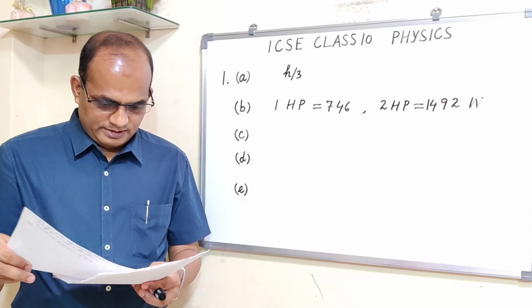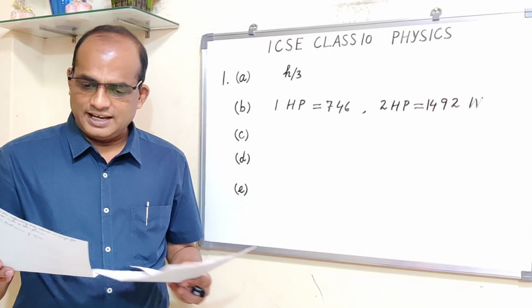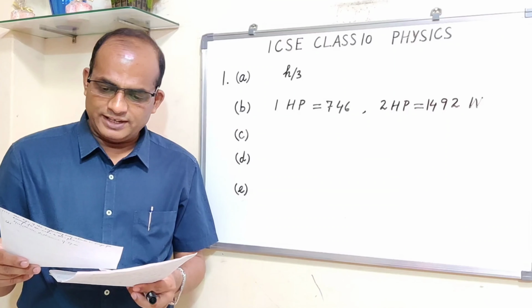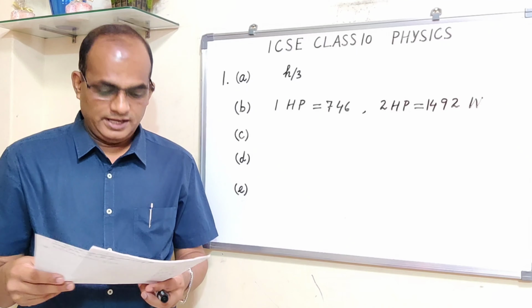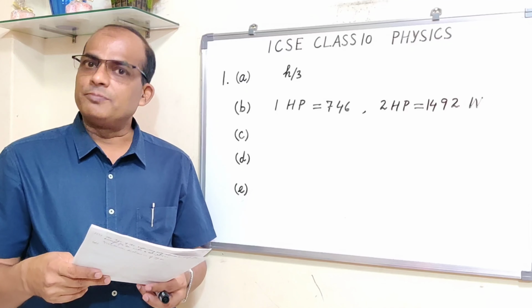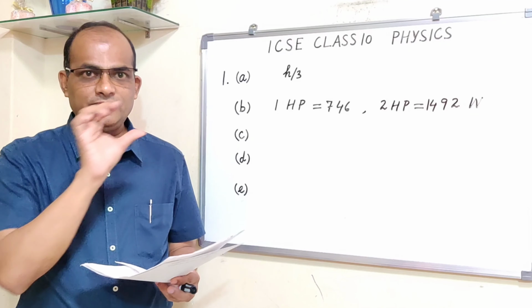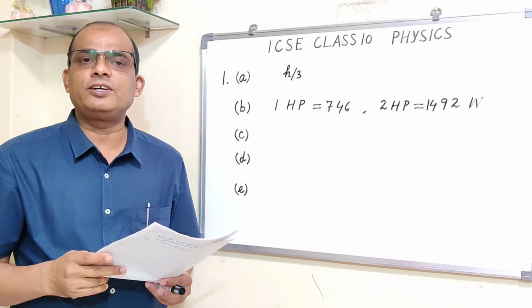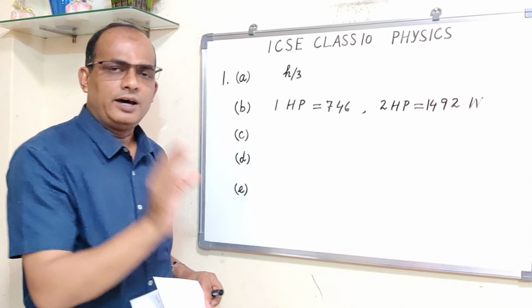Alright, so the four factors are, state any two factors that affect resistance of a conductor. First is the material of the conductor. Please write down the full phrase, material of the conductor. Why are you writing only material?